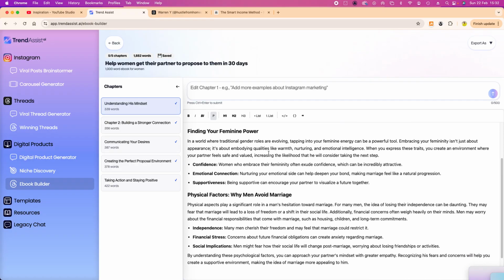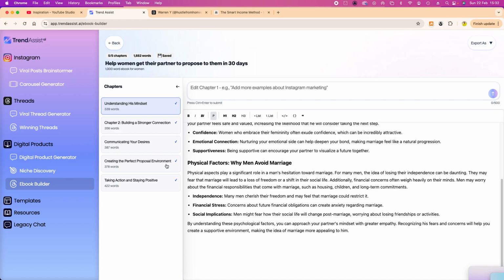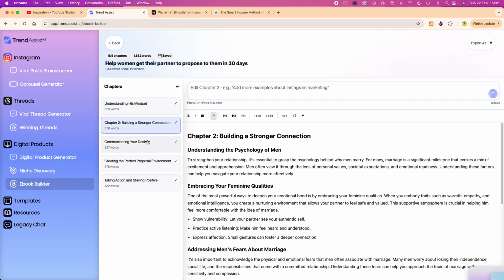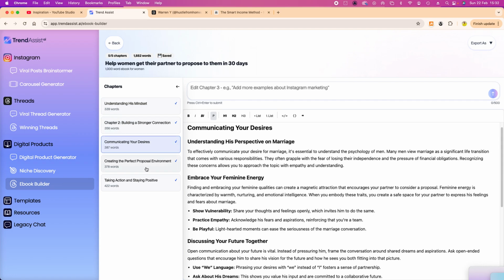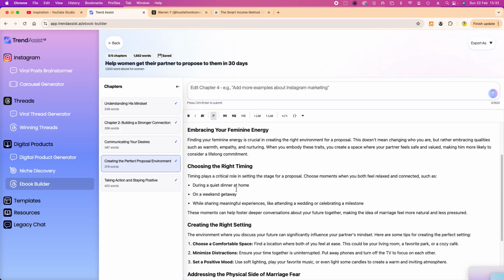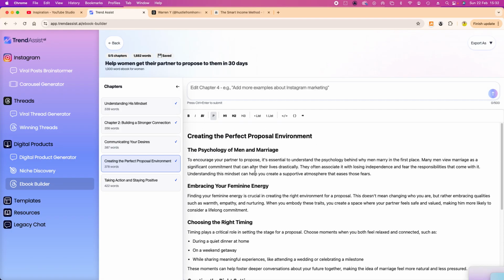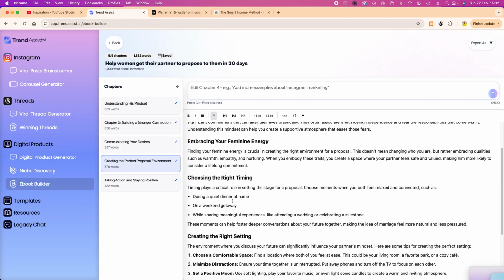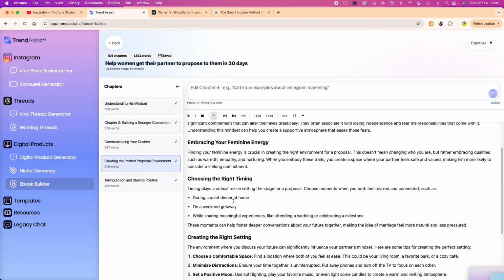Finding your feminine power, why men avoid marriage, building a strong connection, communicating your desire, creating the perfect proposal environment, choose the right timing. So there's a few tweaks maybe that it has to make. We have to make sure that it's for women because I'm just after briefly reading it. Timing plays a critical role in setting the stage for a proposal. Choose moments when you both feel relaxed. Like we don't, as we're working for the women here.